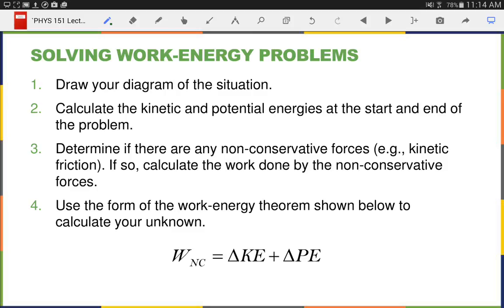Step three, determine if there are any non-conservative forces, for instance, friction. If there are non-conservative forces, you need to calculate the work done by the non-conservative forces. And then you use this form here of the work-energy relation. You haven't seen that form before. You might wonder, where does it come from? So it's like 3 steps.